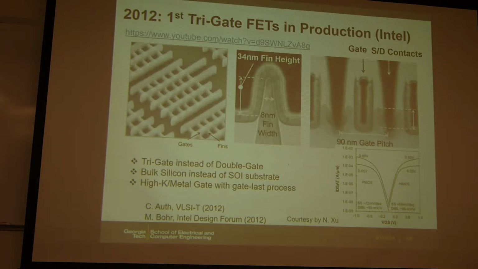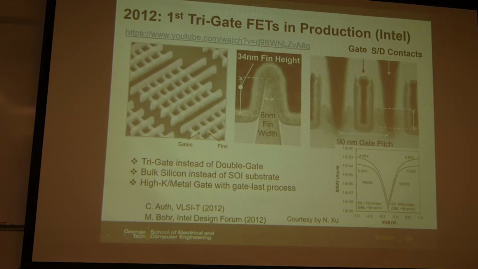Intel first announced this FinFET design at the 22 nanometer technology node, and of course Intel called it Tri-Gate, probably to avoid the patent issue, whatever. So they call it Tri-Gate. But essentially, it's this FinFET concept. And here are some images for Intel's 22 nanometer transistor.